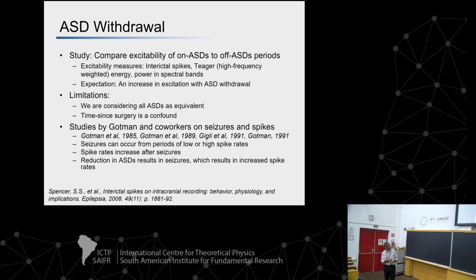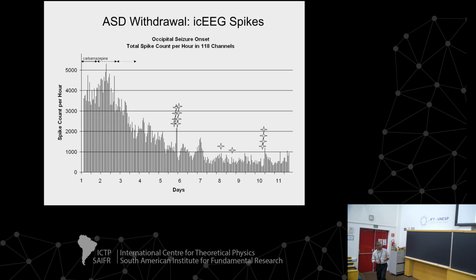There were studies by John Gotman from MNI, who's done a fair amount of work, but it wasn't a clear statement from what we've reviewed of his literature. Essentially, he said that a reduction in anti-seizure drugs causes seizures, which results in increased spike rates. So after the seizure, you see an increase in spike rates. It's almost like after the event has happened, then we see the mark of excitability.